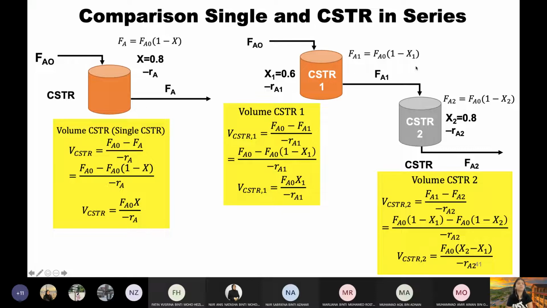So that's the first reactor. FA1 will be the molar flow rate that enters the second reactor. What exits is FA2, so FA2 equals FA0 times (1 minus X2), because we are calculating FA2 from the second reactor. Why FA0? Because it must be calculated based on the original initial molar flow rate. So it is still FA0, but now in the bracket it becomes 1 minus X2, because we are talking about FA2 in the second reactor. Let's say in the second reactor the conversion is 80%.